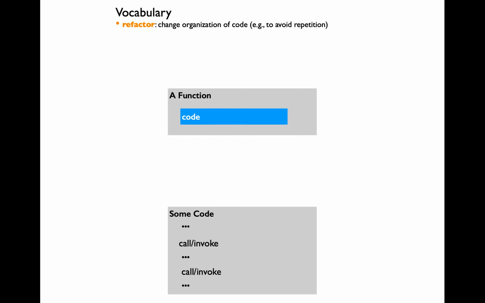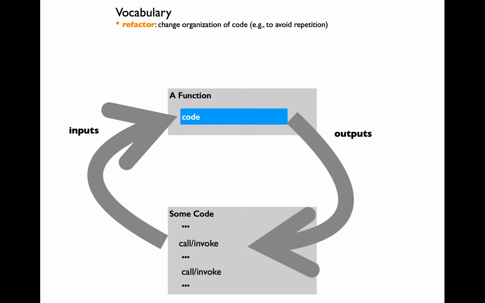How can we perform refactoring? We can do that by using functions which will enable us to make the program more concise and precise. In the world of functions, we are going to have to deal with inputs and outputs. Let me give you an analogy for you here.